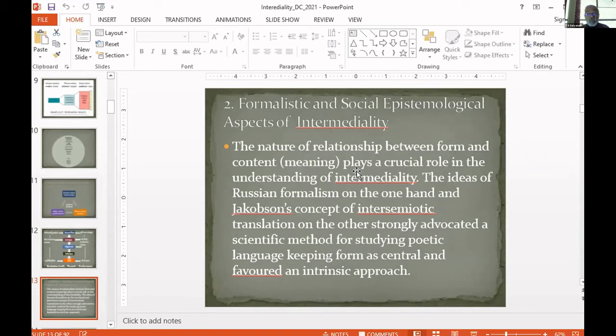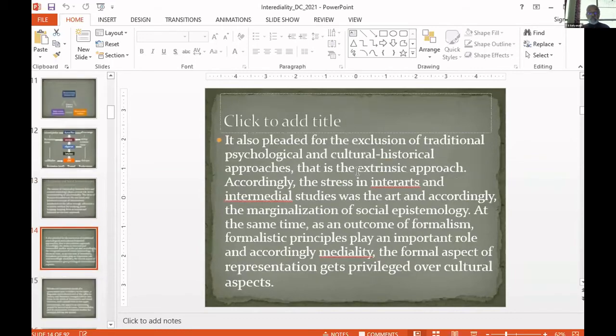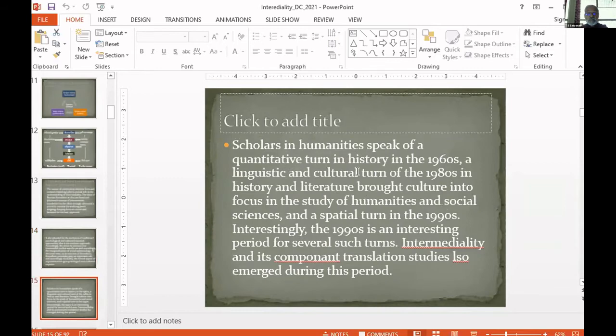The ideas of Russian formalism on the one hand and Jakobson's concepts of intersemiotic translation on the other strongly advocated a scientific method for studying poetic language, keeping form as central and favored an intrinsic approach. It also pleaded for the exclusion of traditional psychological and cultural historical approaches, that is the extrinsic approach. Accordingly, the marginalization or the exclusion of social epistemology. At the same time, as an outcome of formalism, formalistic principles play an important role, and accordingly, mediality, the formal aspect of representation, gets privilege over cultural aspects.